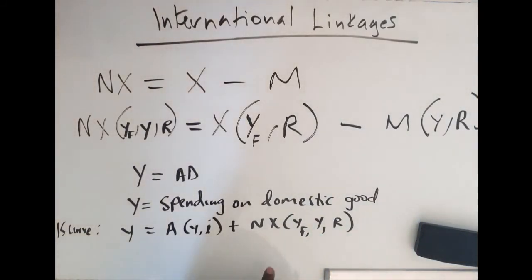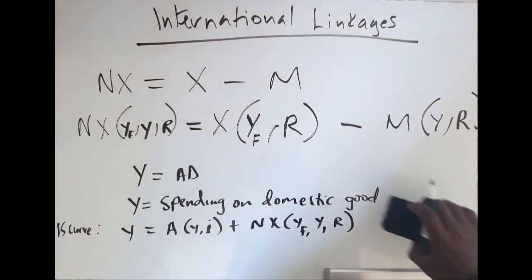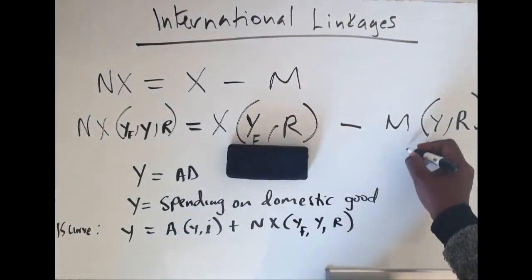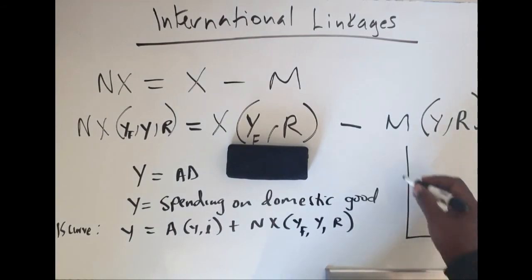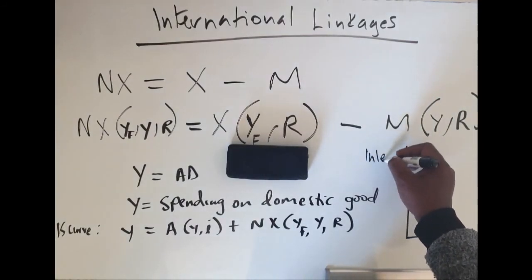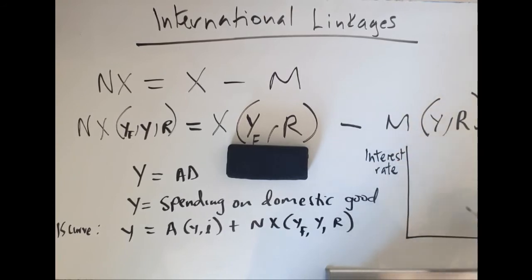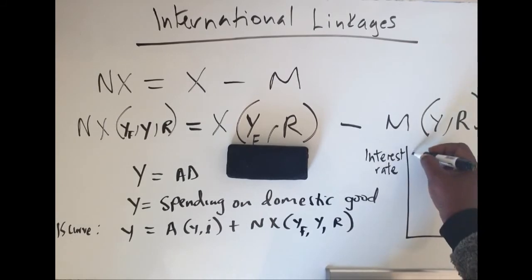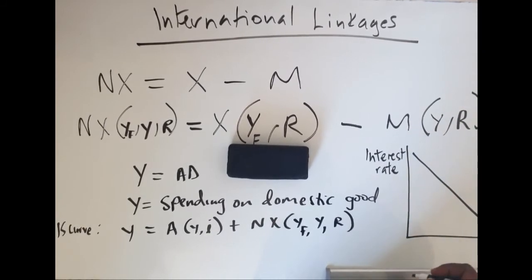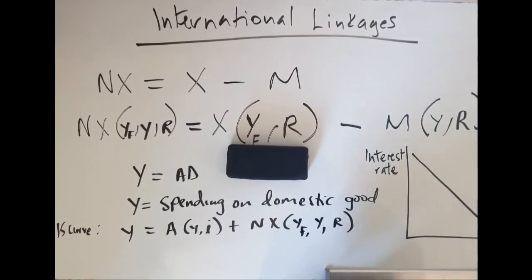So now what happens when the trade position of a country improves or worsens? What will be the impact on the IS curve? Here you've got the interest rate, and here you've got output, and you've got the IS curve. And we also have the LM curve.